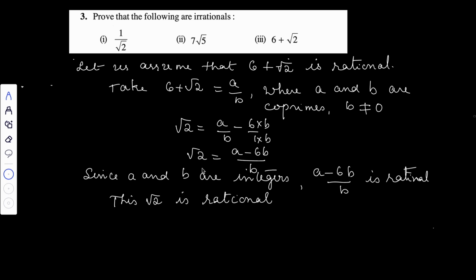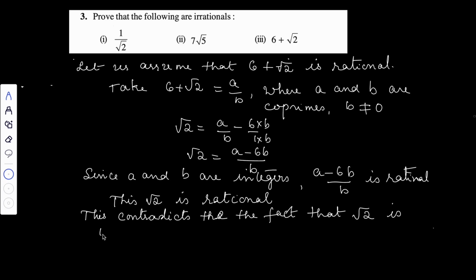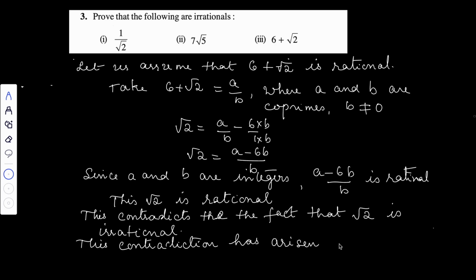But we know that root 2 is irrational, so it contradicts the fact. And this contradiction has arisen because of our incorrect assumption. Therefore, 6 plus root 2 is irrational.